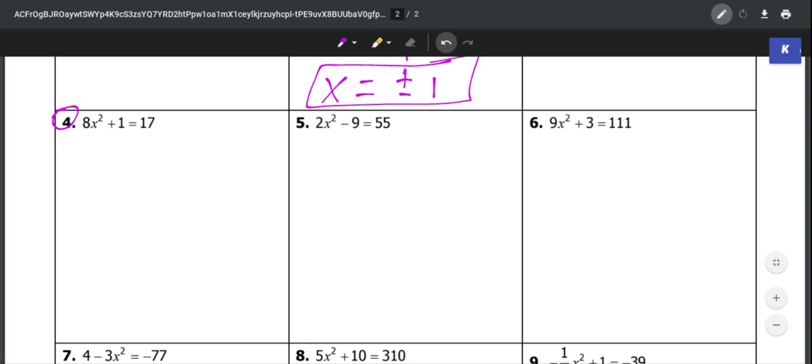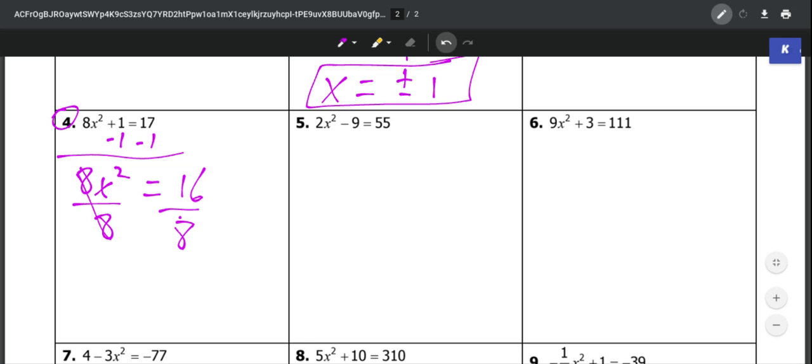So on number 4, we need to isolate x squared. So we're going to subtract 1 from both sides first to get 8x squared by itself. Then we'll get x squared by itself. So 17 minus 1 is 16. We're going to divide both sides by 8 to get x squared by itself. And 16 divided by 8 is 2.